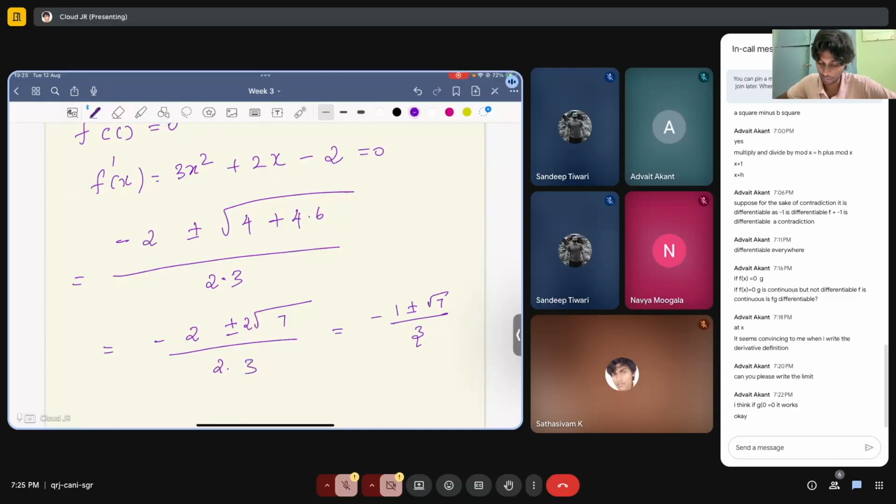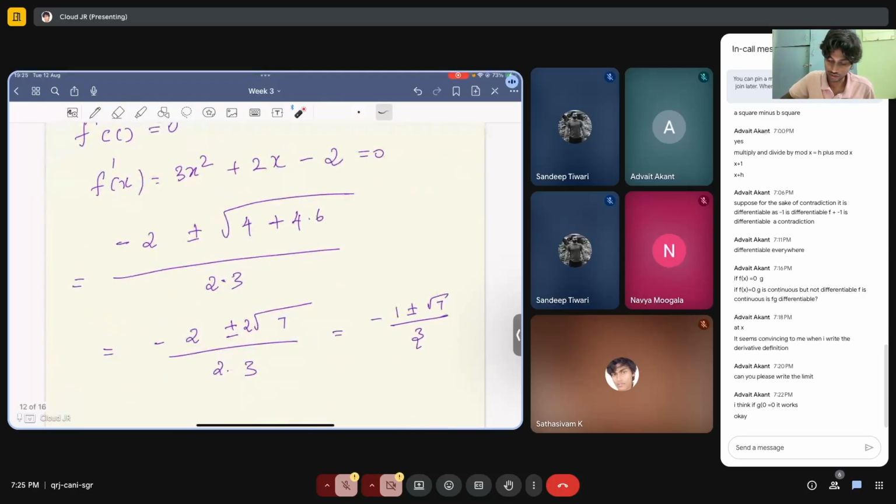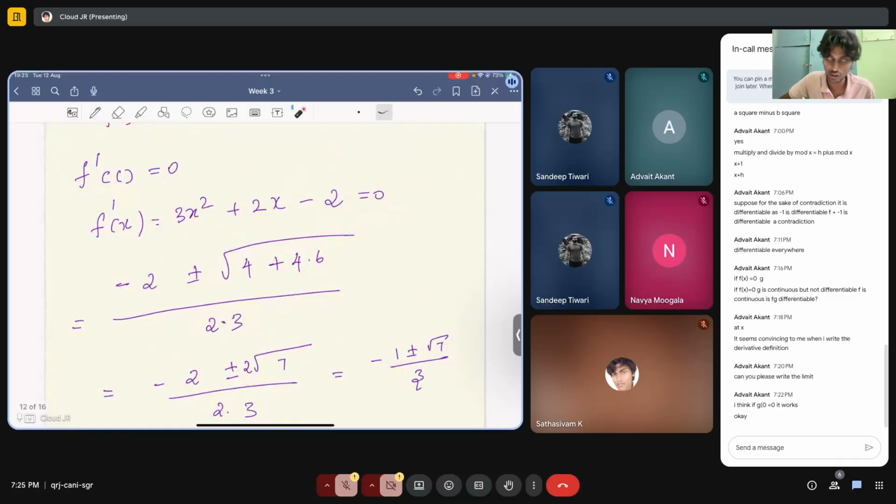Okay, so these are the critical points. So basically, to find the critical point, you just take the derivative and equate it to 0. Okay, and then you can see this is a polynomial function, so we are using the quadratic formula. If there is some other function, then you have to find at which points it is equal to 0.